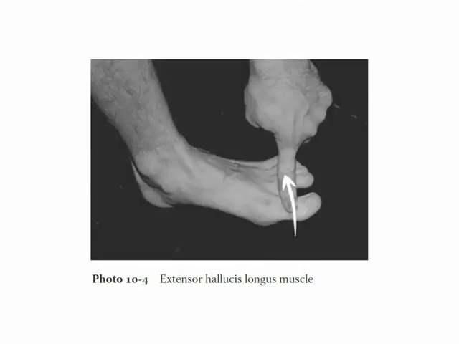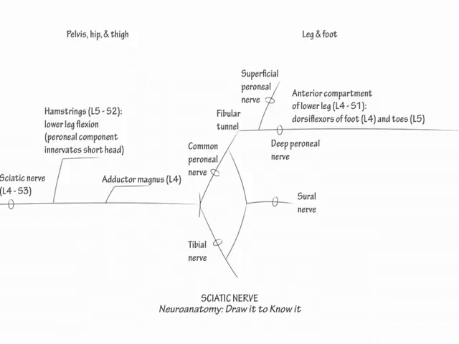Then dorsiflex your great toe and then your remaining digits to demonstrate the actions of extensor hallucis longus and extensor digitorum longus respectively. The action of extensor digitorum brevis is difficult to distinguish from that of extensor digitorum longus. Wiggle your toes to palpate the extensor digitorum brevis muscle belly on the lateral dorsum of your foot.